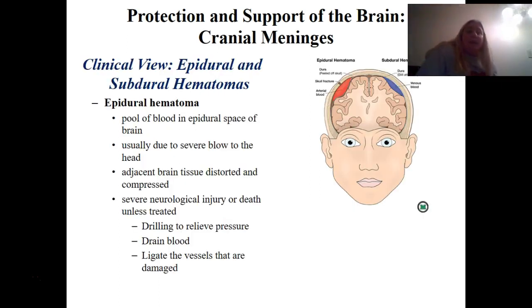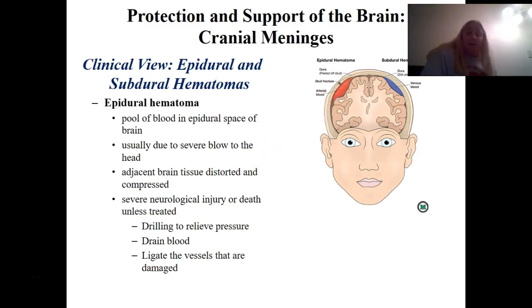So you've heard of epidurals. Epidural is just before the dura mater. So an epidural that is given for a pregnancy is an injection before the dura mater of the spinal cord. An epidural hematoma is blood pooling outside of the brain, but inside the cranial bone. Typically, this is going to occur because of a severe blow to the head that causes maybe cracking of the bone that can cause bleeding on the brain.